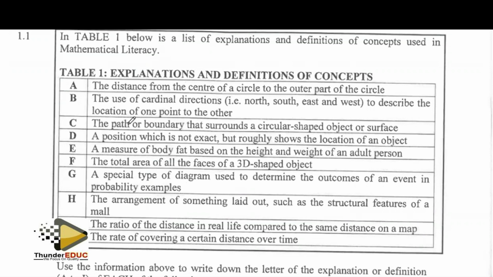C, the path or boundary that surrounds a circular object or surface. D, a position which is not exact, but roughly shows the location of an object. E, a measure of body fat based on the height and weight of an adult person. F, the total area of all surfaces of a 3D shaped object. G, a special type of diagram used to determine the outcomes of an event in probability examples. H, arrangement of something laid out, such as the structural features of a mall.